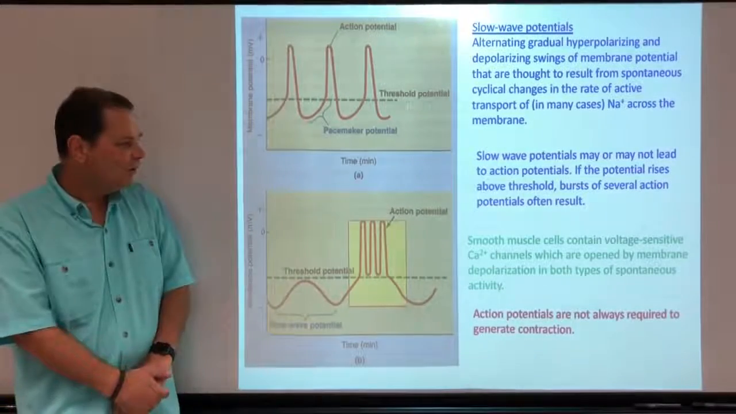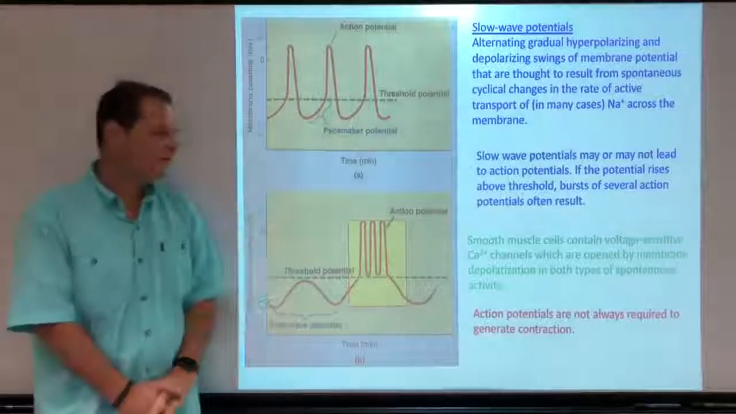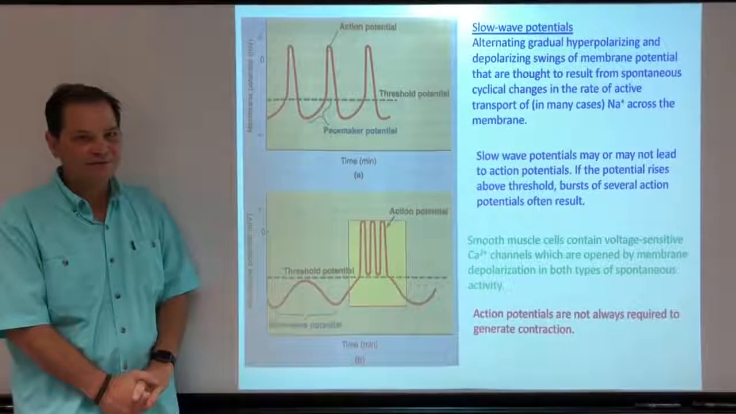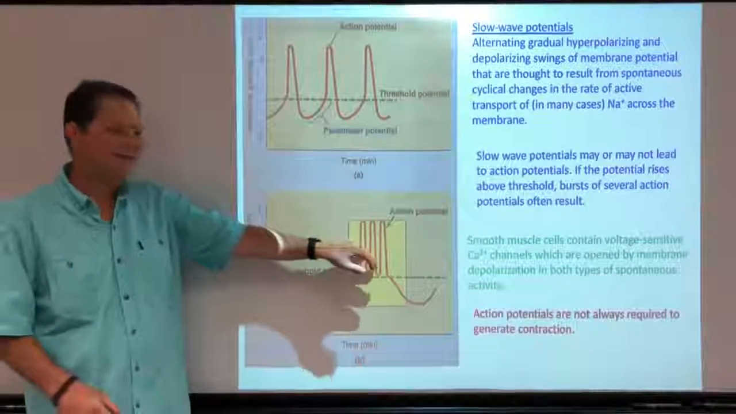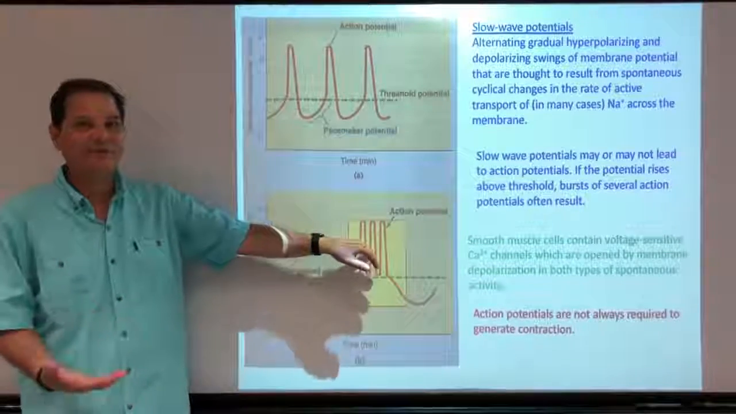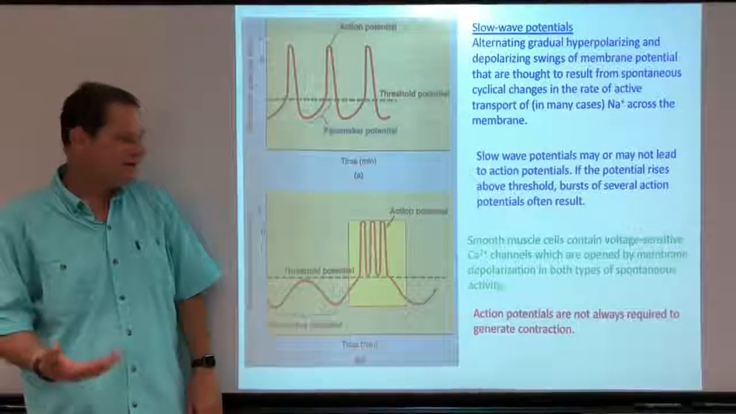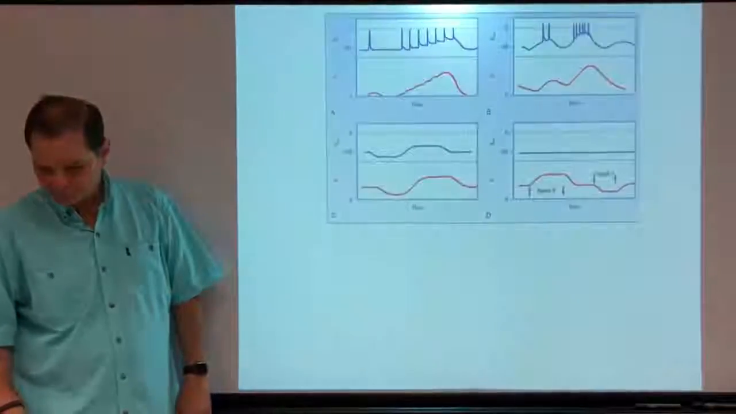And do note, because you can get the idea, particularly since we did cardiac muscle first, action potentials are not always required to generate contraction in smooth muscle. I'm going to show you that in a moment. But this is not necessarily necessary for the contraction to happen. And in fact, contraction can happen in the absence of an increase in calcium altogether.